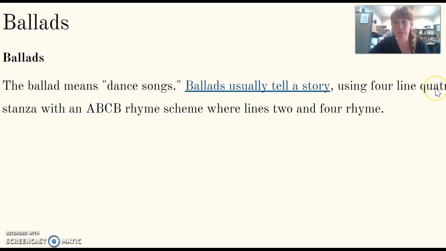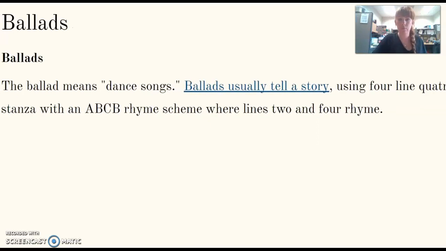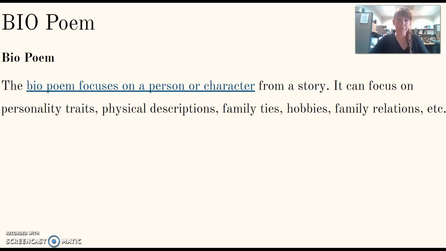And if you are confused about any of this terminology, go back and look at our poetry terms notes. And sorry, this is a widescreen, so I'm going to be moving the screen around just so you guys can get the full notes sometimes. The next type of poem is the bio poem. The bio poem focuses on a person or character from a story. It can focus on personality traits, physical descriptions, family ties, hobbies, or family relationships. Now, when you guys write a bio poem, it's going to be about yourselves.